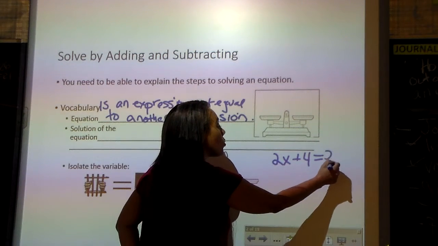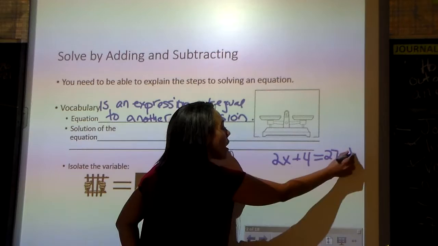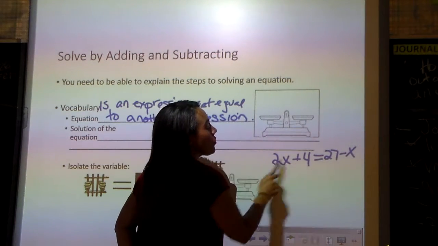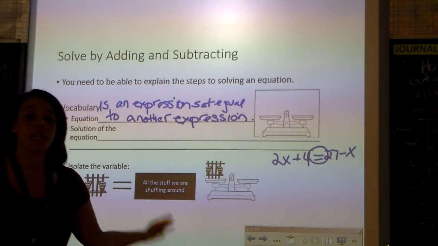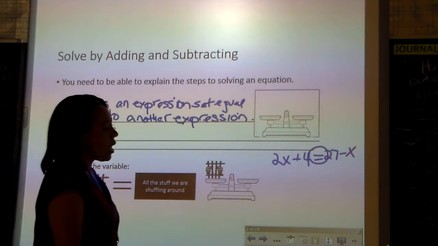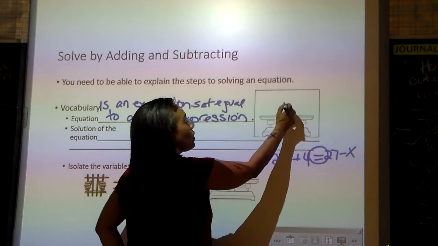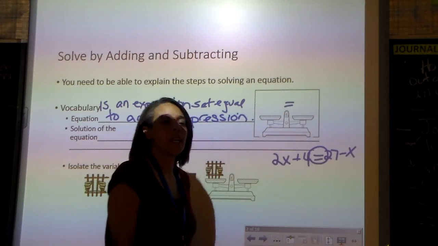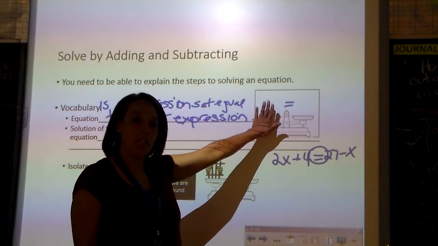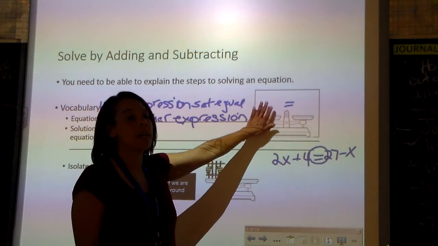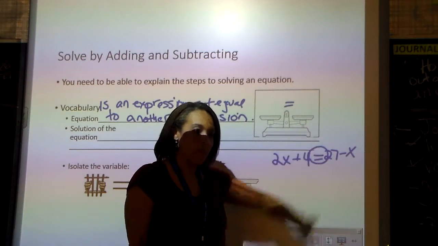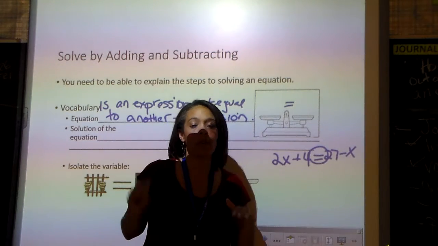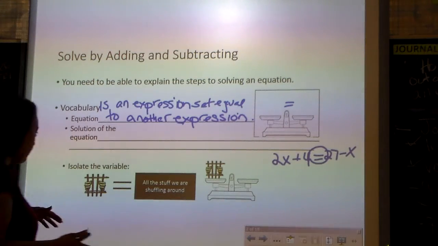How about 27 minus x? Those are two different expressions. In the center of it is an equal sign. They're equal to each other. Almost as if on this scale, the middle was an equal sign, the expression on one side always has to remain in equal balance to the expression on the other side. And so we'll see how we keep those things in balance as we go along.